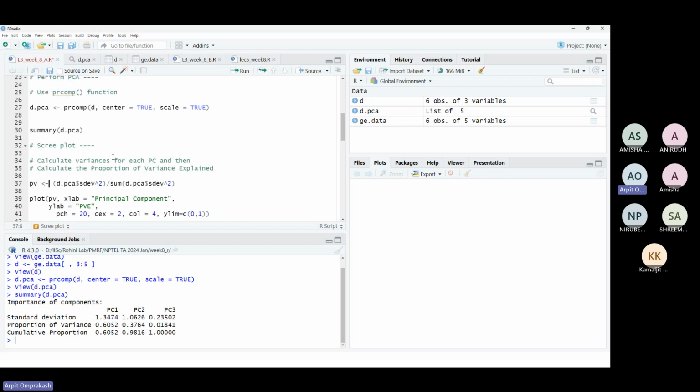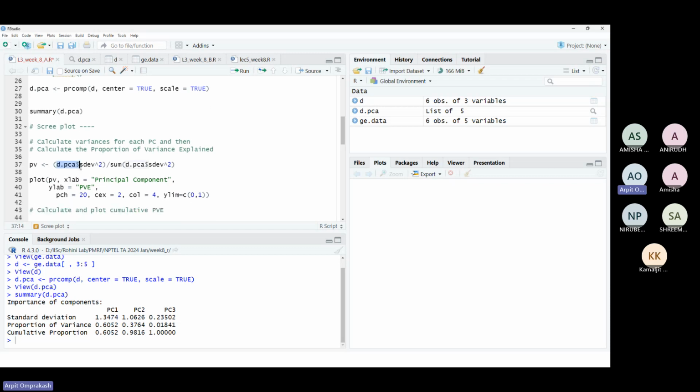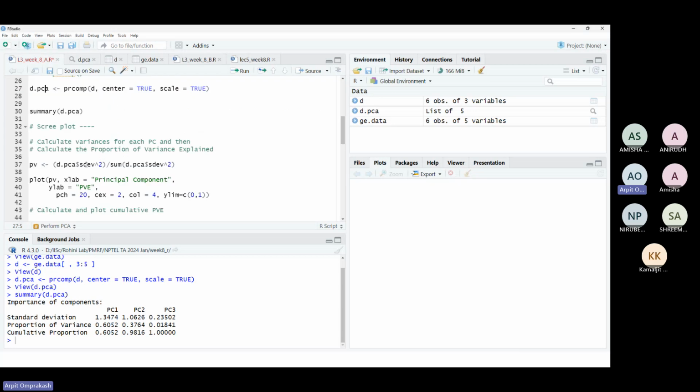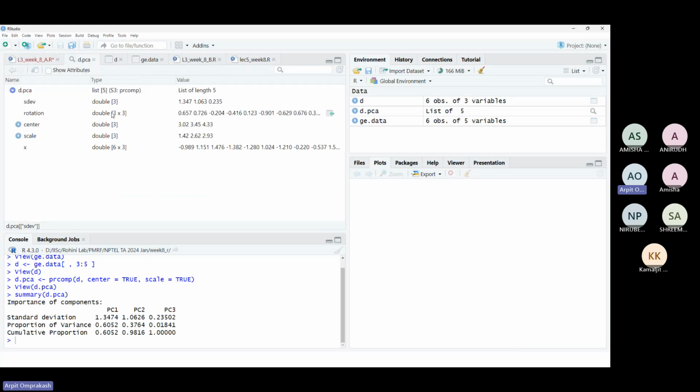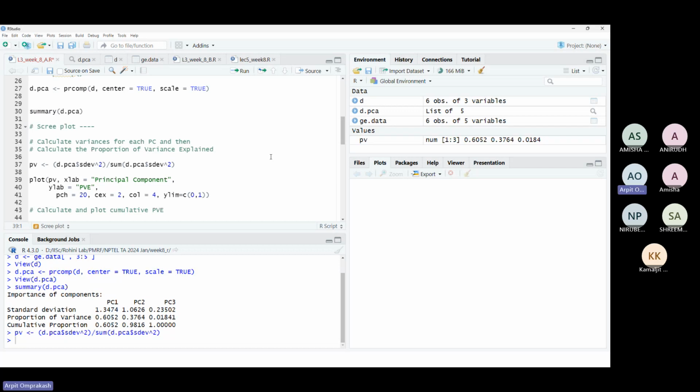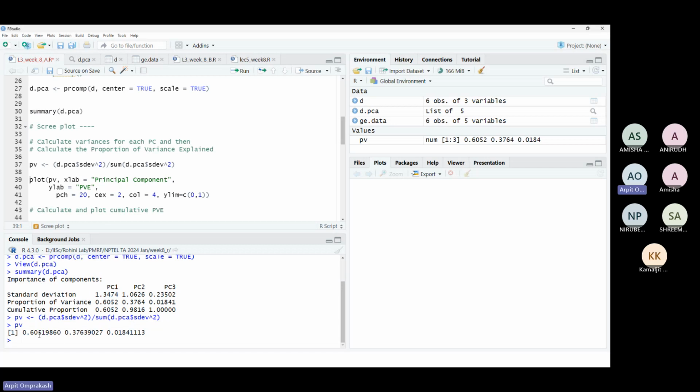So how do we calculate the proportion of variance explained? We use the d.pca, the PCA result. From that, we get the standard deviation, which is the standard deviation of all three axes. We square it to get the variance, and then we divide it by the sum of the variance of all the axes. So we get PV. If we take a look at PV, it's the proportion of variance explained by all three principal components. We can see this is the same as this.